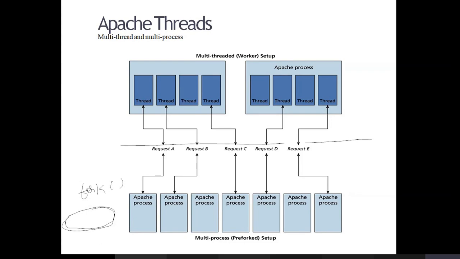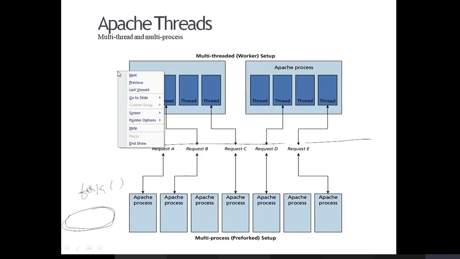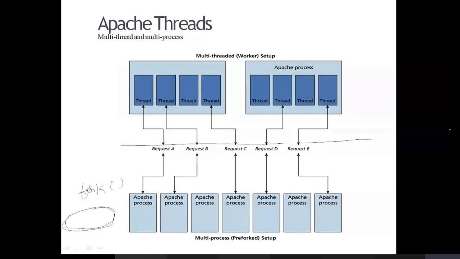In multi-thread, what happens is a small number of Apache processes are forked, and each process runs multiple threads. If you consider this box as a process, each process can create multiple threads. You can see this is one process and it is running 4 threads, and each thread can handle an individual request.